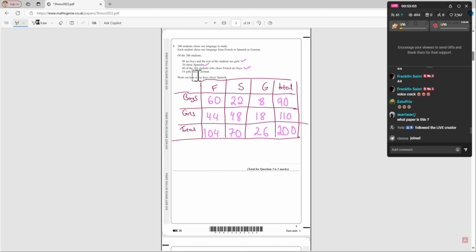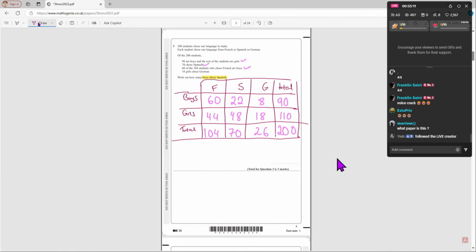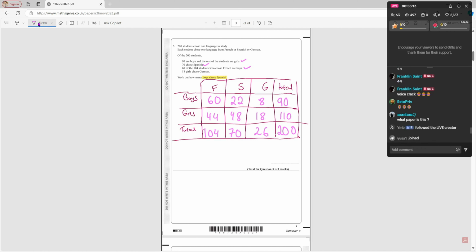And now our final question says we have to work out how many boys chose Spanish. So I've drawn this for you. In the chat, tell me how many boys chose Spanish. You guys should know how to read a two-way table. How many boys chose Spanish in the chat?